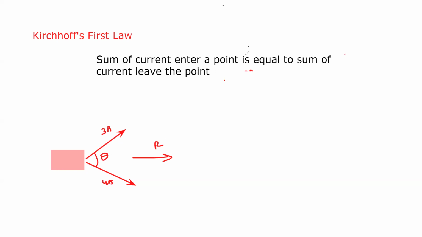But for an electrical current, say we have a wire which is carrying 3 ampere in one branch and 4 ampere in another branch. If I change this angle, the resultant current will not change. The total current, which is 7 ampere here, will remain 7 irrespective of the angle between the two currents.